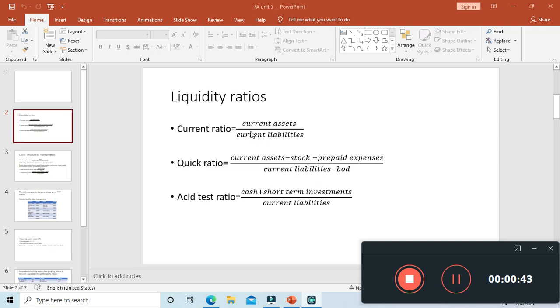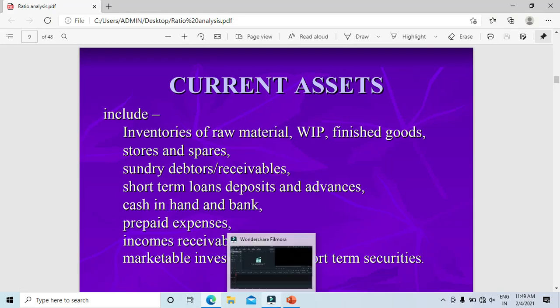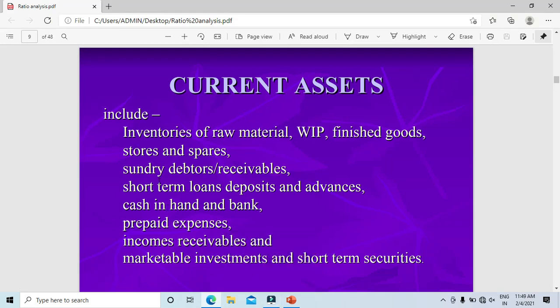In current ratio, you are going to take current assets divided by current liabilities. Current assets include all the assets which are current, for one period or less than that, like sundry debtors, cash in hand, cash at bank, prepaid expenses. So these all include inventories, stores, sundry debtors, short-term loans, deposits, if any are there, cash in hand, cash at bank, prepaid expenses, and short-term investments. This all includes the current assets.